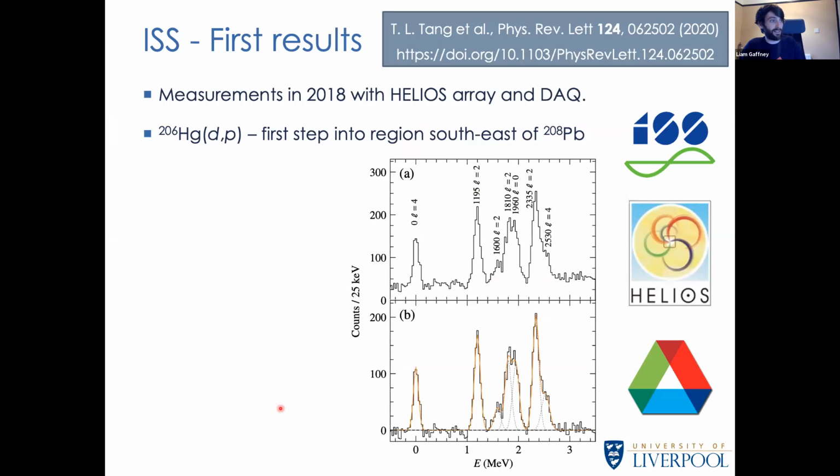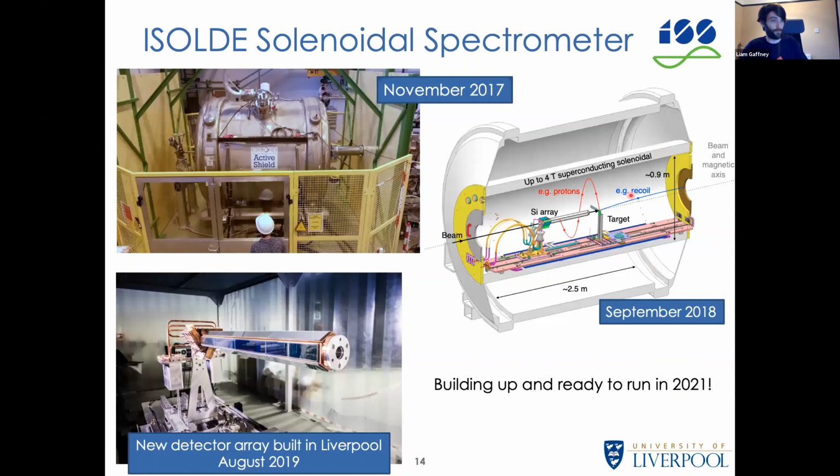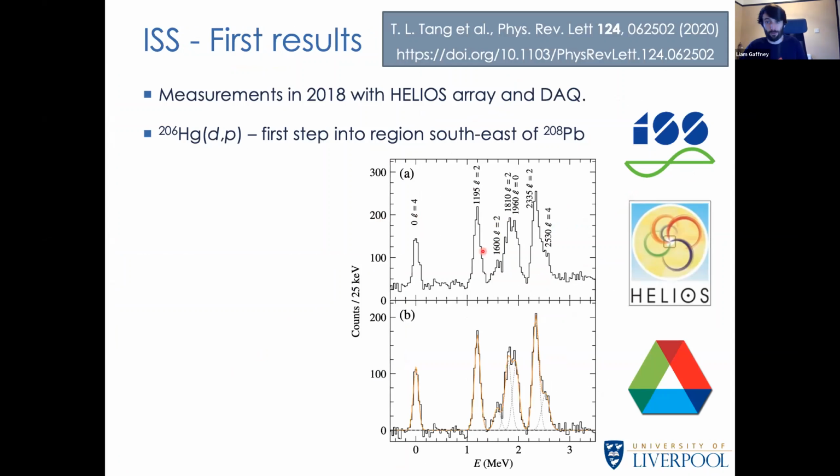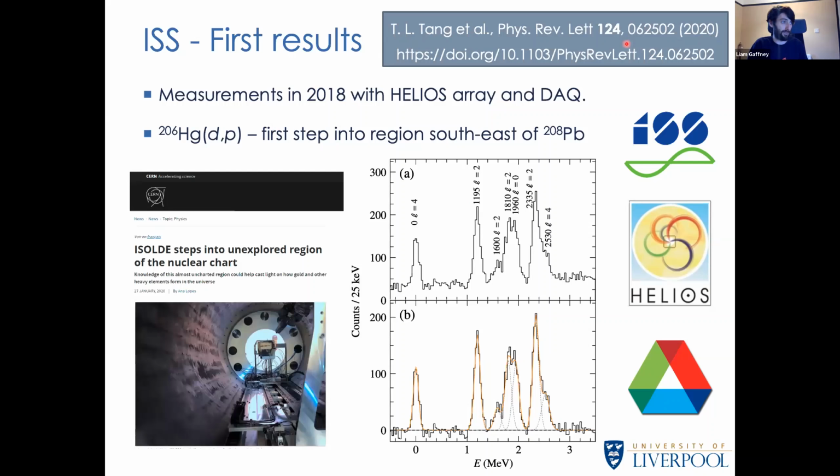But in the meantime, in 2018, as I said, we had this kind of setup, but the array wasn't ready. We had a very nice collaboration with the friends from Argonne and Helios, and they were able to lend us their detector array and data acquisition. I won't tell you about the details, but the publication is here. It was published earlier this year. This is the first measurement using the ISS, really demonstrating that it works. And you can see that CERN news were quite happy about it as well.